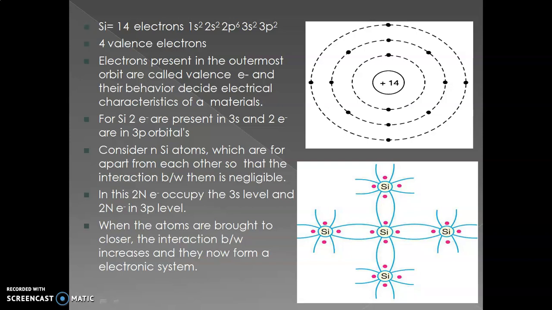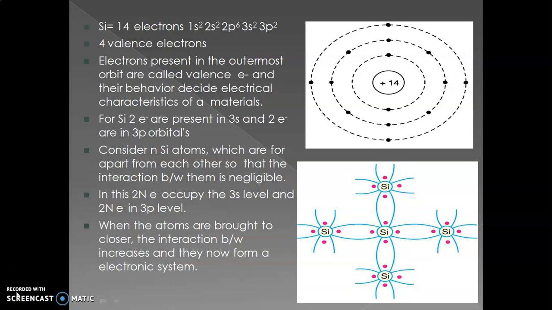Let us consider n silicon atoms which are far apart from each other, so that the interaction between them is negligible. So 2n electrons occupy the 3s level and 2n electrons the 3p level. When the atoms are brought closer, the interaction between them increases and they now form an electronic system.